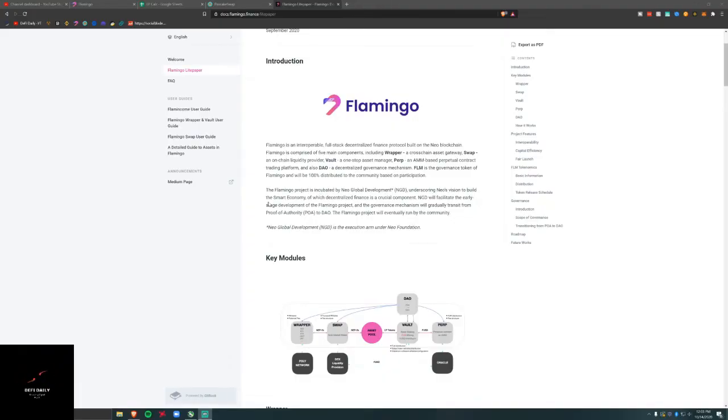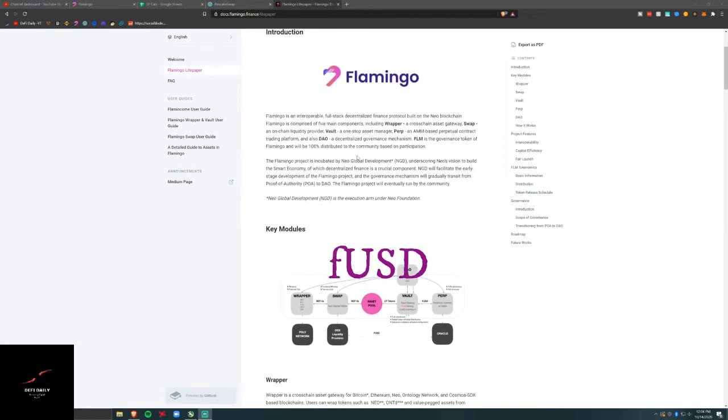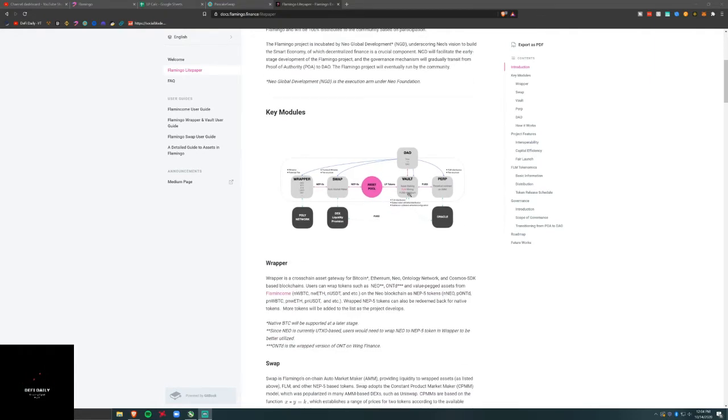We're about to enter, over the next week or two, the next stage, which I feel is the most important stage of this entire project, and that is the minting, creating out of thin air, if you want to call it, synthetic stablecoins. And that stablecoin is going to be little f for Flamingo, USD. Now, we've got the Neo Global Development running this project right now, and over time it's going to switch to a decentralized autonomous organization.